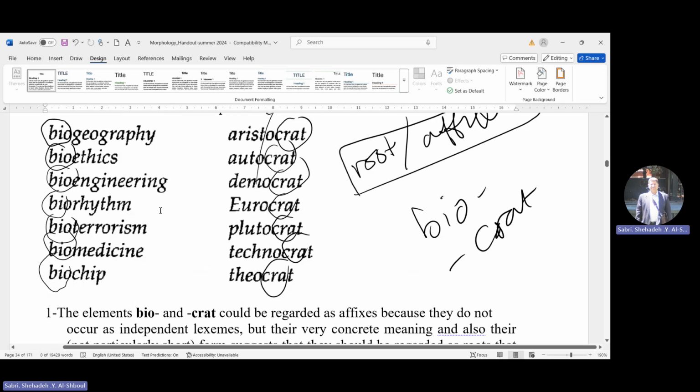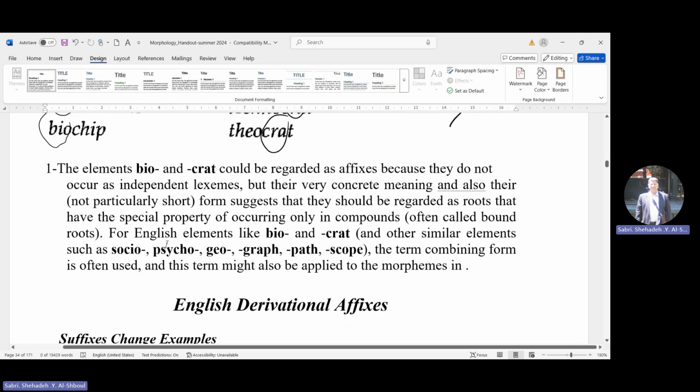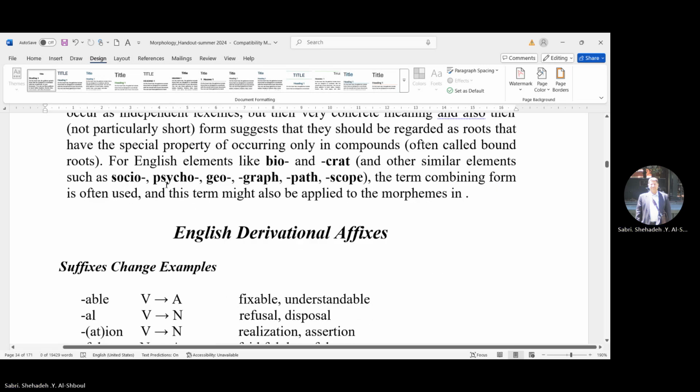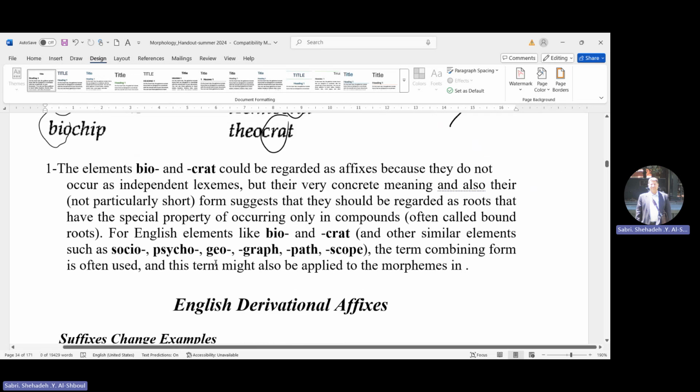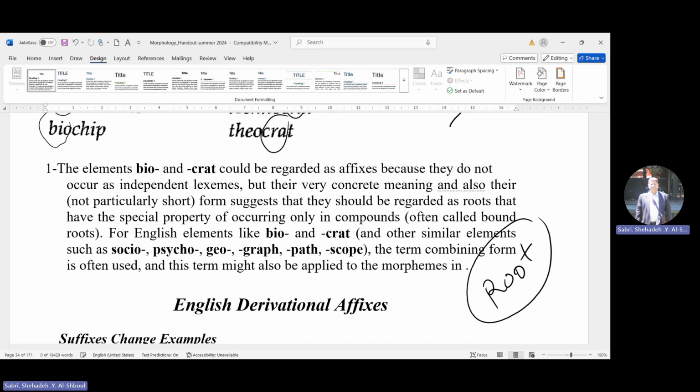I would go with the idea that they are roots, right? Because they are systematically used in the initial or final position with meaning, and also they are productive in different lexical forms. We have other examples like socio, psycho, geo, graph, path, scope, and so on and so forth. So these forms support the argumentation that they should be regarded as roots, not suffixes. So I would go with the idea that they are called roots for many reasons.